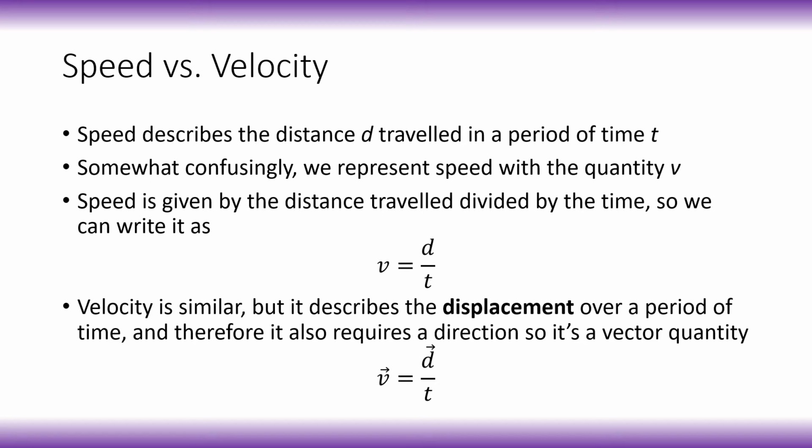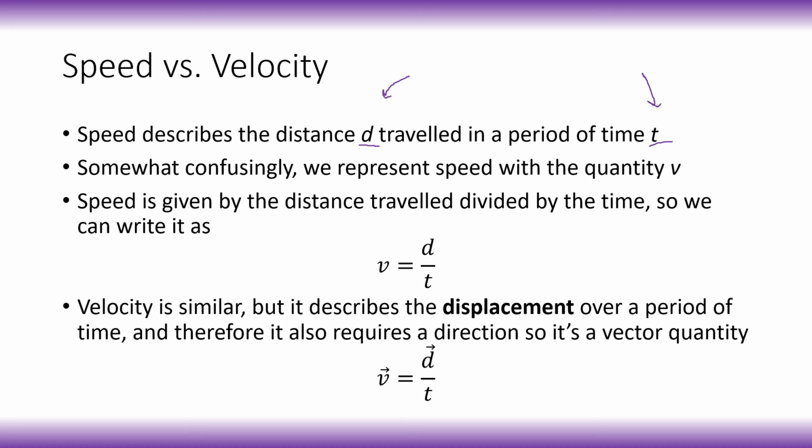Similar to distance and displacement, displacement is just distance but with a direction attached to it. Speed and velocity basically work the same way. Speed describes the distance d that you've traveled in a period of time t. How many meters did you go in how many seconds is basically what a speed will tell you, or how many kilometers did you go in how many hours. If you know both of those numbers, if you know that you traveled 400 kilometers in 4 hours, then you can calculate your speed to be 100 kilometers per hour.